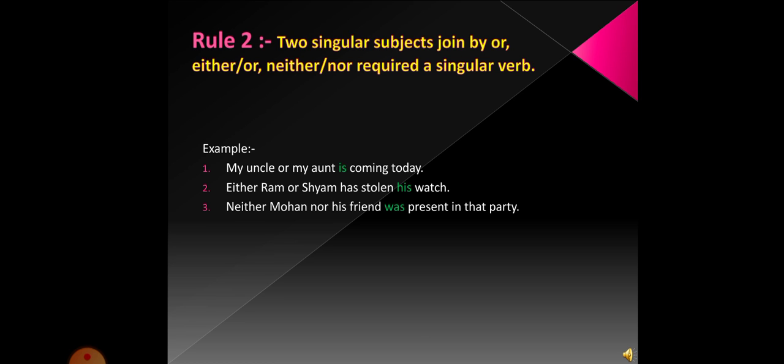Neither Mohan nor his friend was present in that party. Mohan and his friend are two singular subjects and I have joined them by neither nor. So I have used here was, which is a singular verb.